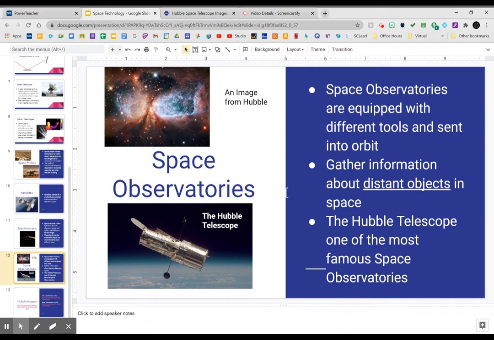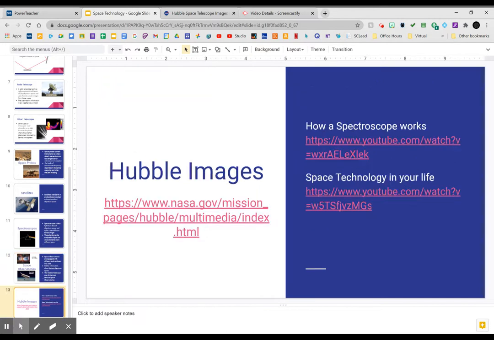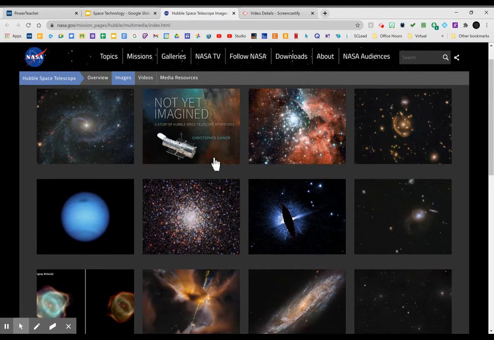All right? Now, space observatories are deliberately pointed away from Earth. Now, there's some that we can send to other places, but for the most part, they're orbiting us, but they are pointed away from us to look at other objects. All right? So, we're going to talk a little bit more about Hubble specifically. If you click on this link right here, it'll take you to the Hubble telescope page.